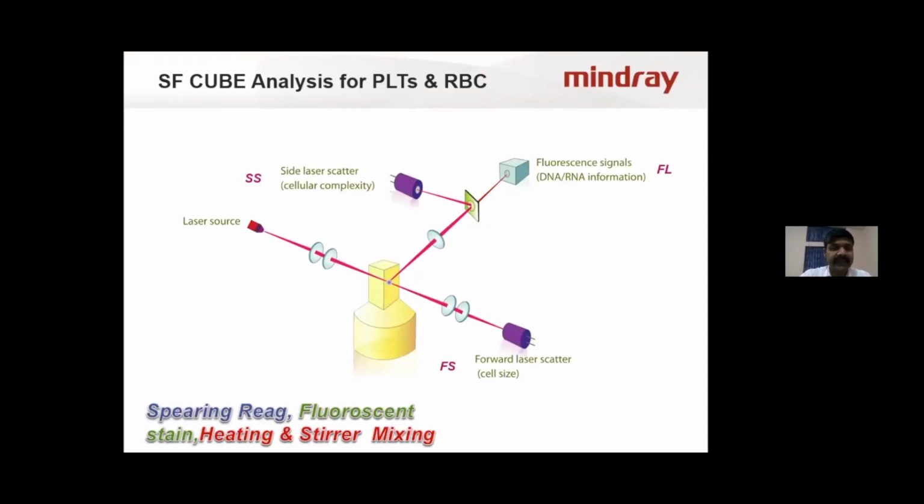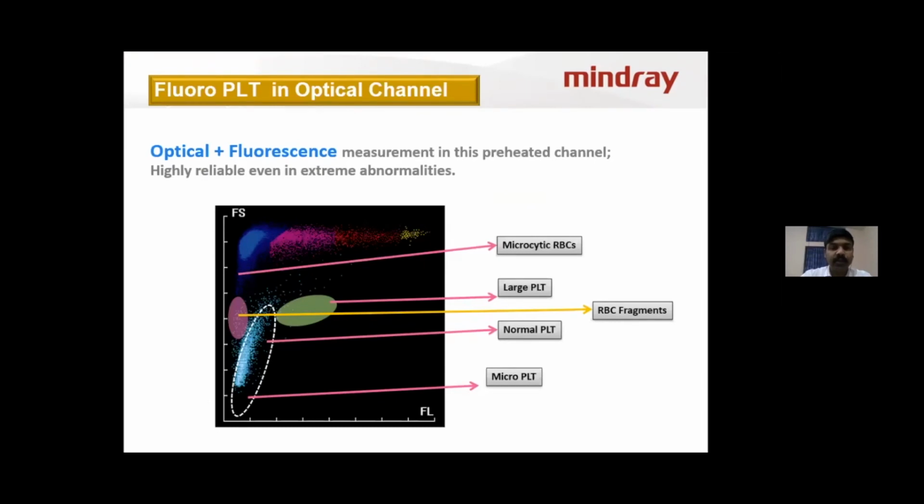So there is a heating. Second thing is that in this reaction chamber, we are not using the classical bubble mixing. We are using a stirrer mixing for separating the platelet aggregates. This will ensure the removal of your platelet aggregates and platelet satellites. So the cause of pseudothrombocytopenia has been removed by this heating process, as well as the stirrer mixing, as well as the reagent action of my spearing reagent.